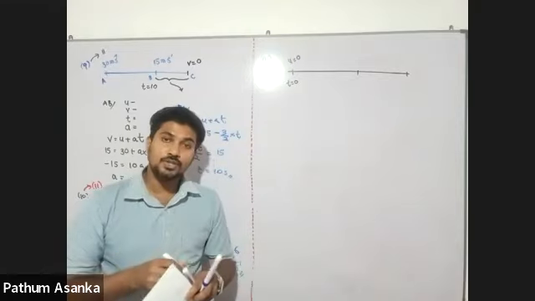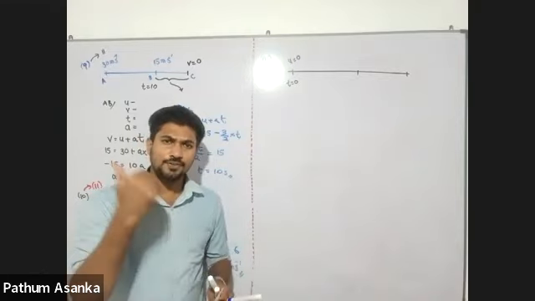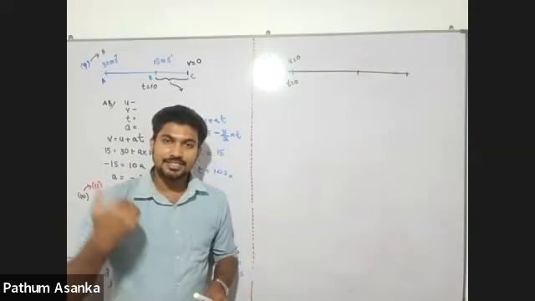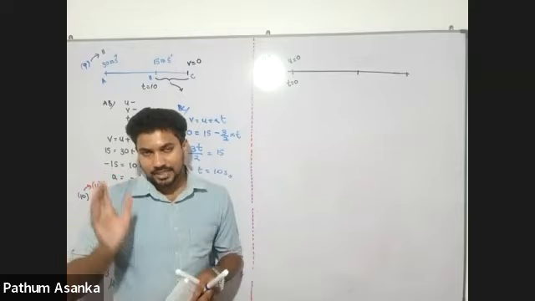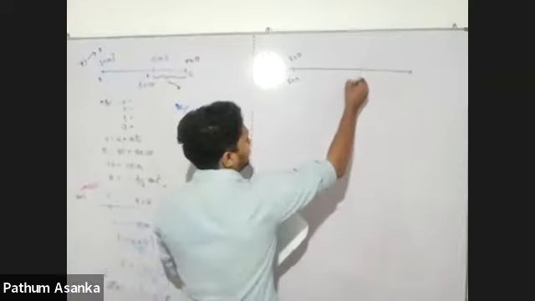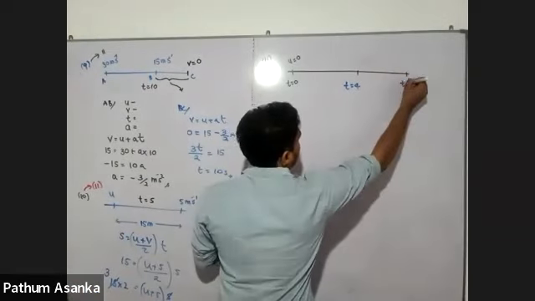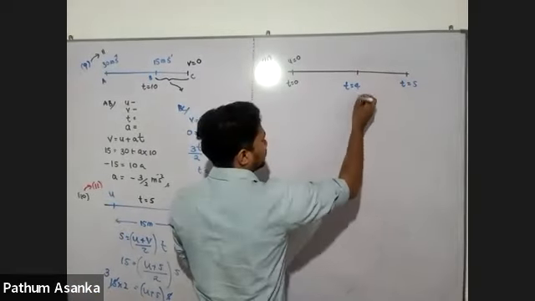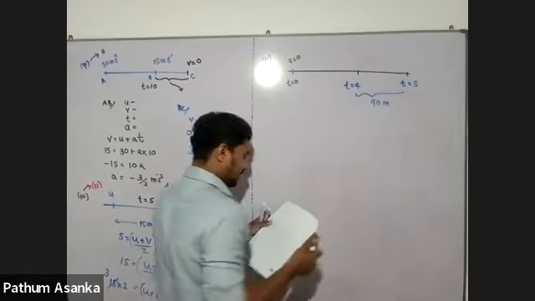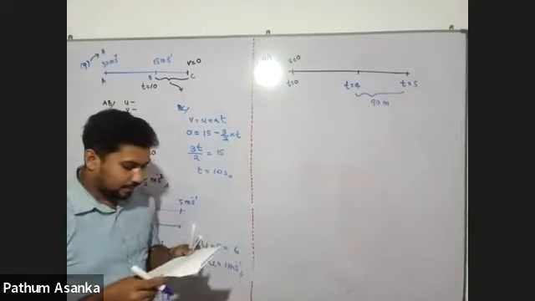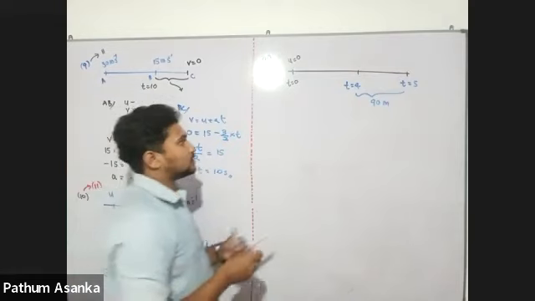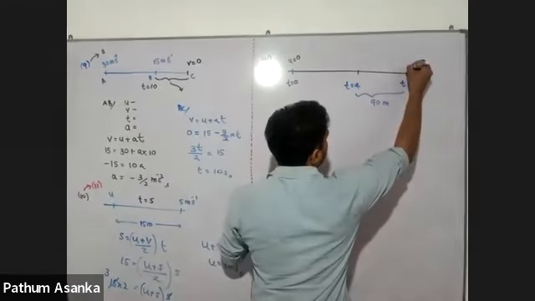Guys, you have to understand the meaning of fifth second. That means it's a time interval, right? Fifth second means the time from 4 seconds to 5 seconds. T equal 4 to T equal 5 represents the fifth second. So the distance traveled within this fifth second is 90 meters, right? The question is the velocity of the object at the end of the fifth second, so the question asks for the velocity at this point.